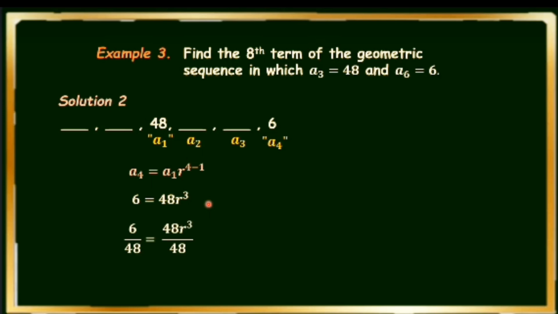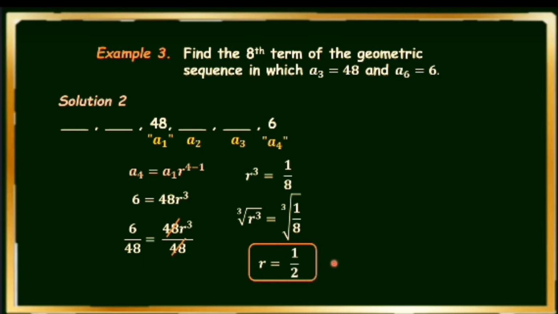We divide both sides by 48 to be able to find the value of r. So we cancel 48, and r cubed is equal to 1 over 8. 6 over 48, or 1 over 8. Again, 6 divided by 6 is 1, and 48 divided by 6 is 8. We now get the cube root of r cubed, so the cube root of r cubed is equal to the cube root of 1 over 8, and the cube root of 1 over 8 is 1/2. Therefore, the common ratio is 1/2.